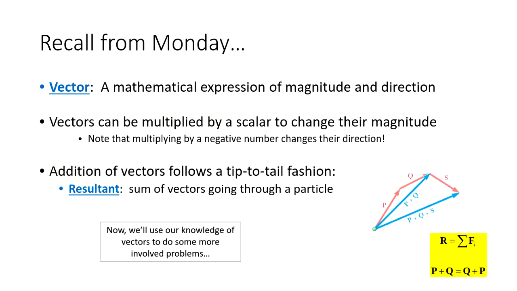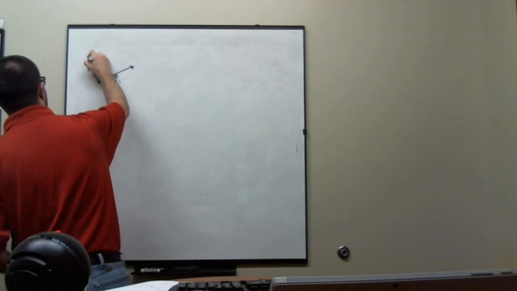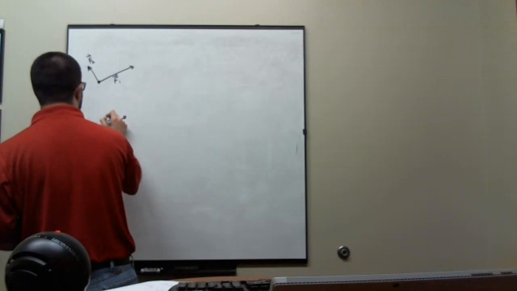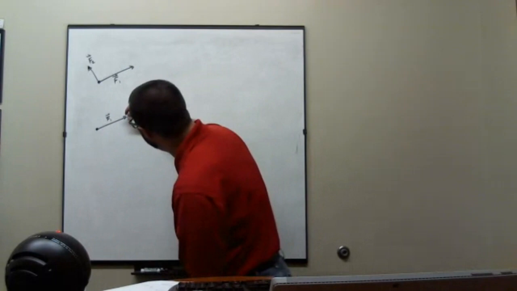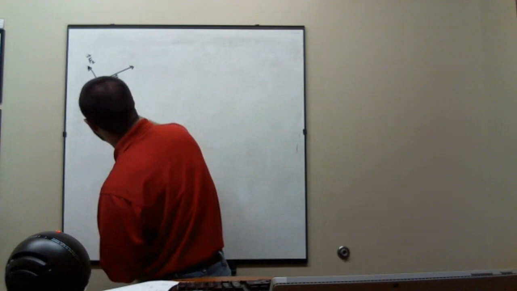But the real behavior we wanted to discuss with vectors is vector addition. The shortest way of saying that is that you add vectors in a tip-to-tail fashion. So if you've got a point and a vector F1, and then F2, you take those vectors and slide them, keeping the same orientation. This is F1 and then F2, and that would be your resultant vector.